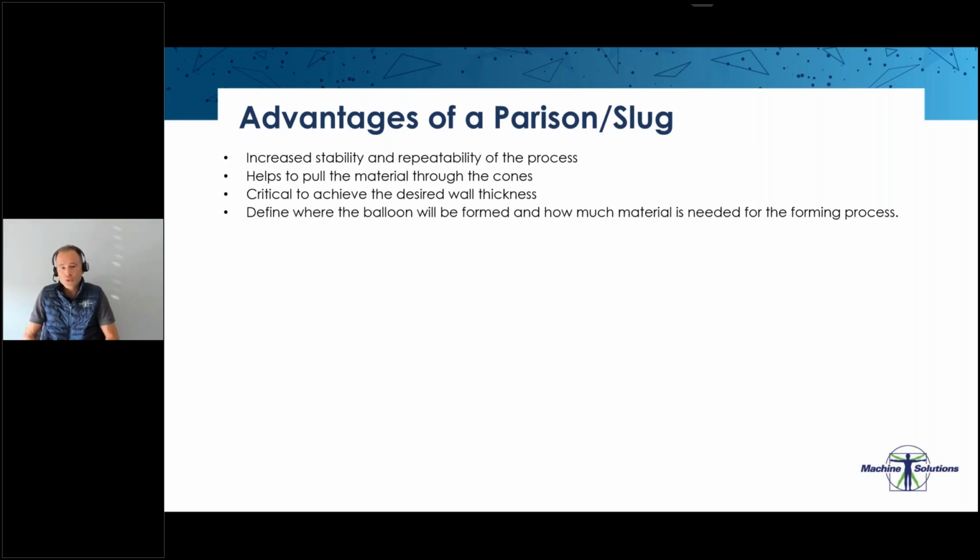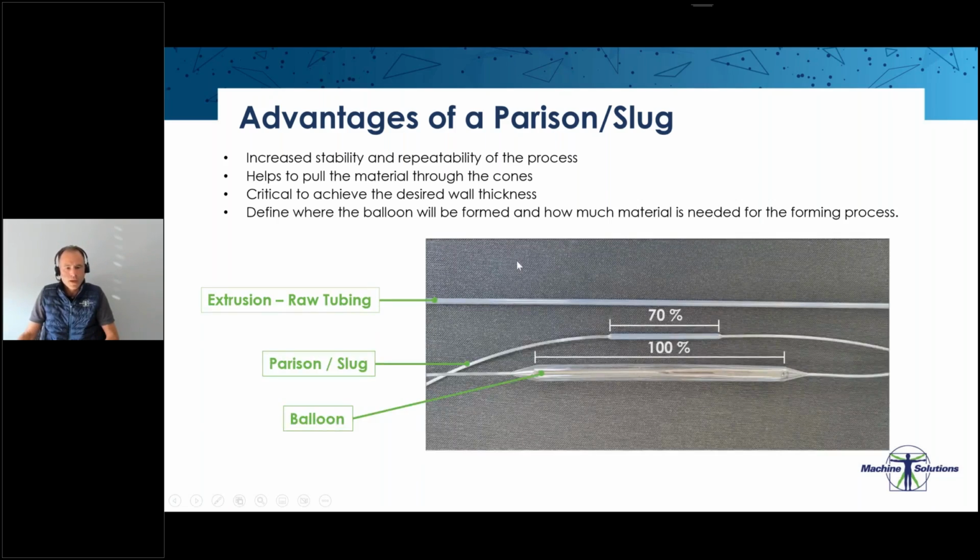Another thing that we can do is to inspect the parison before we bring it into the balloon forming machine. Inspecting the neck before forming a balloon can be beneficial. We can look for stars, air pockets. For the R&D phase, a good starting point is that the parison length should contain about 70% of the balloon length. That's a starting point, and from there we can define what the parison length needs to be.